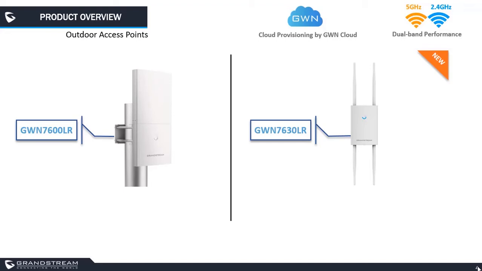And one thing about the GWN series is that all the models except for the GWN 7602 have an embedded controller that can manage up to 50 slave access points. And in terms of the number of supported SSIDs, let me go back here for a second.